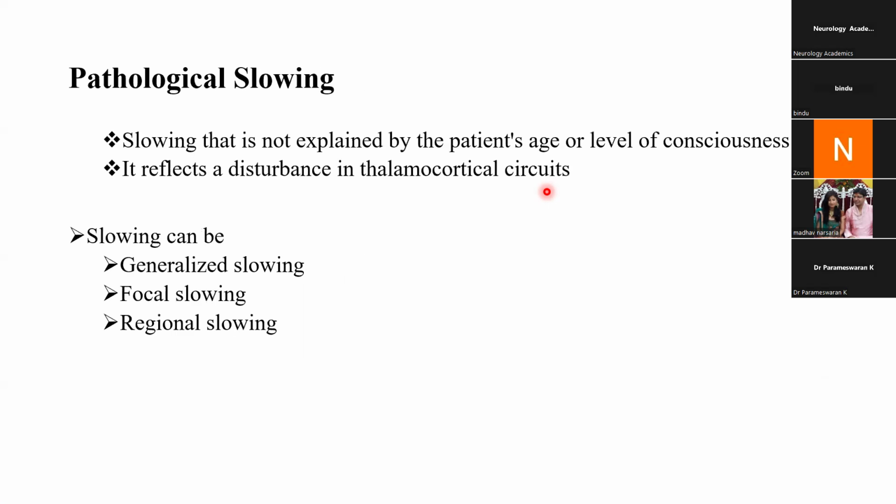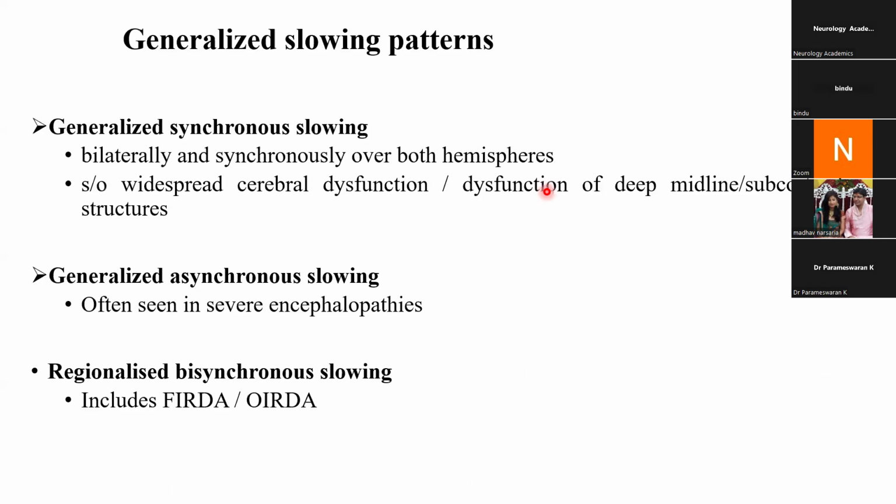And what is pathological slowing? A slowing that is not explained by the patient's age or the level of consciousness, which reflects a disturbance in the thalamocortical circuit. So this slowing can be either a generalized slowing, focal slowing, or a regional slowing.